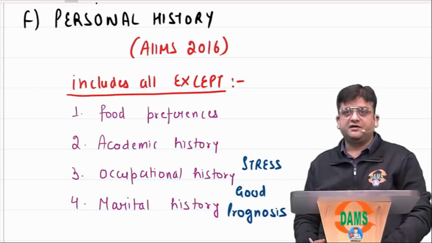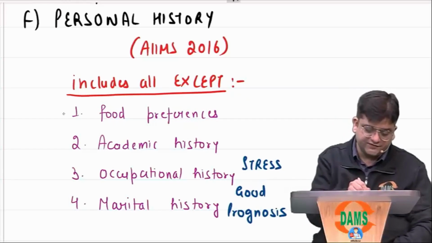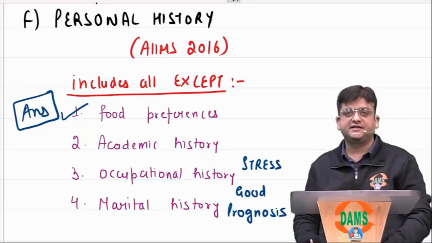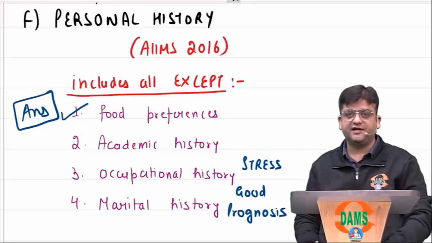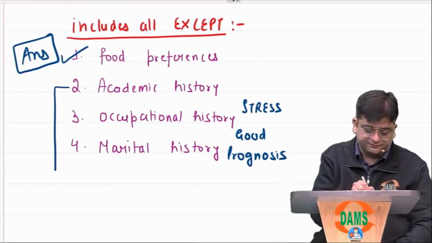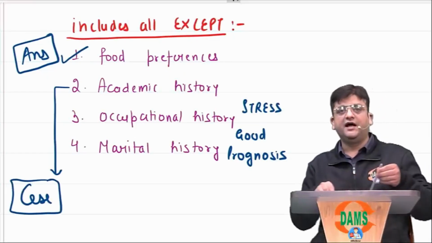Academic history. Do you think performance in the school matters to a psychiatrist? Yes, it does. So the answer to the question is food preferences. We don't ask food preferences. Which burger you like, which pizza you like. But academic history is worthy of a discussion. We will discuss it as a case. Let me discuss this first, then I shall write and you can copy.